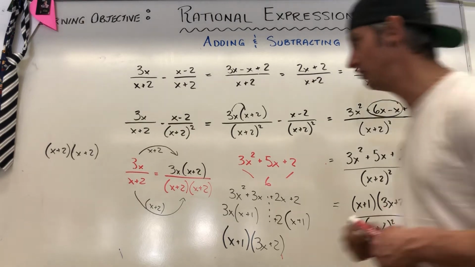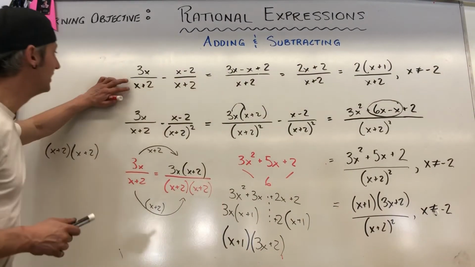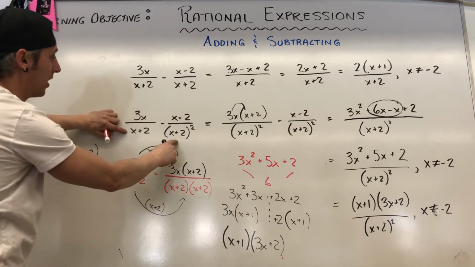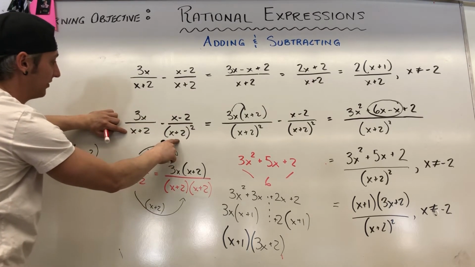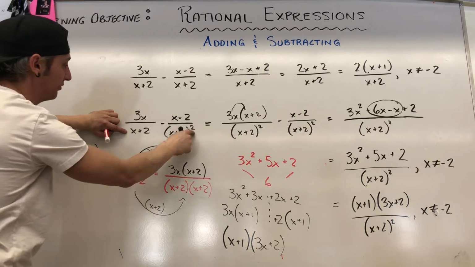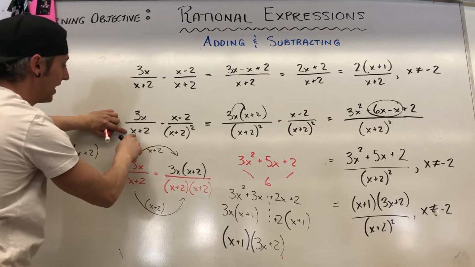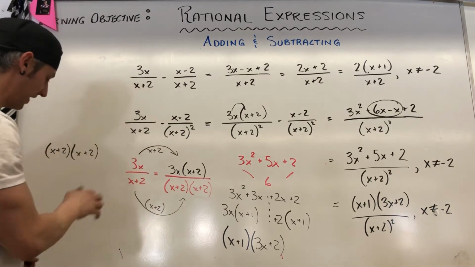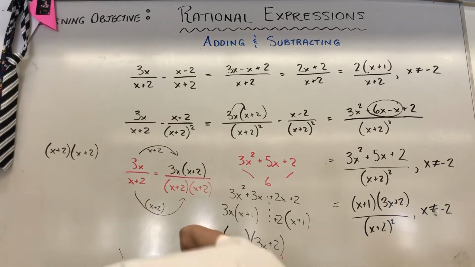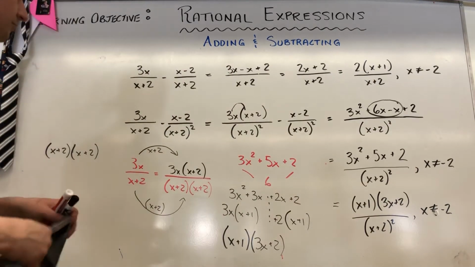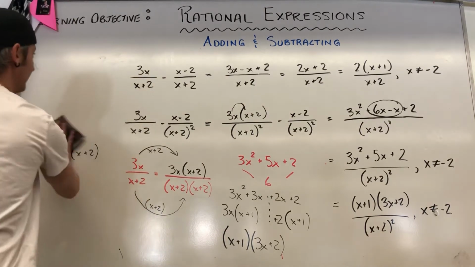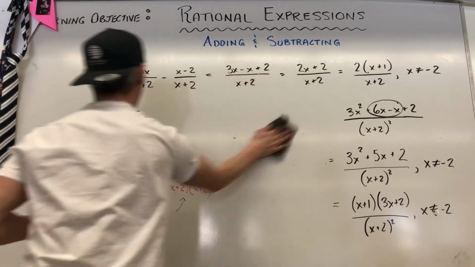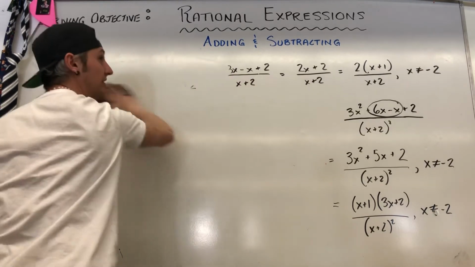So here's a situation where I either already have a common denominator, the same denominator, or I have a denominator that's the square or the cube of this one. If this was cubed, I'd have to multiply this guy by x plus 2 squared to get x plus 2 cubed. That's that situation. So let's do another example now. Increase complexity ever so slightly.